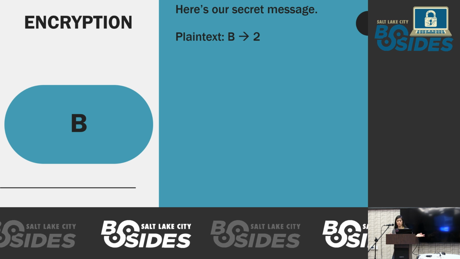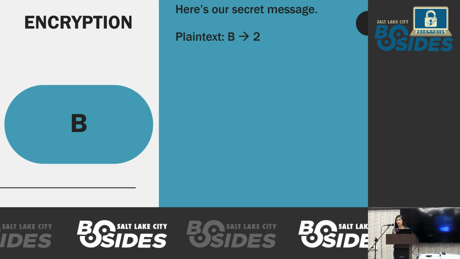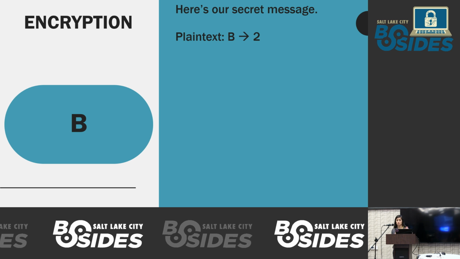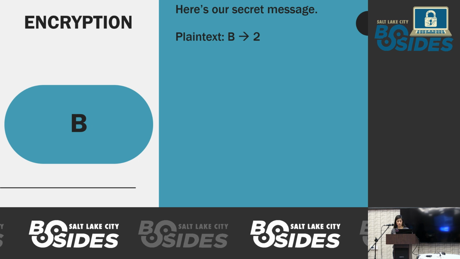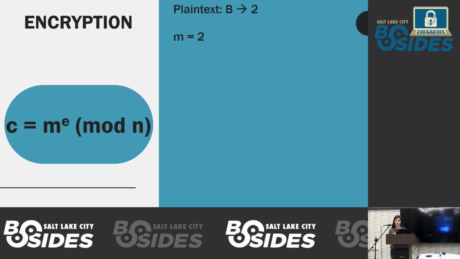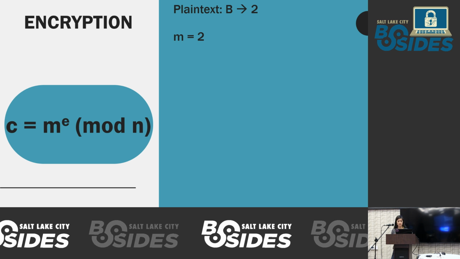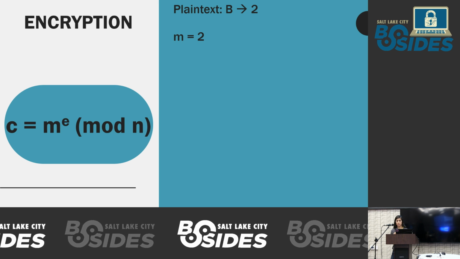B is the message. We're going to keep it really simple, and we're going to represent it with the number 2. If you say A is 1, B is 2, C is 3. We're going to say B is 2 because once it's numerical, we can start doing mathematical functions on it. So here's our message. It's going to be represented by M, and this formula, C equals M to the power of E mod N, is the RSA formula to encrypt.